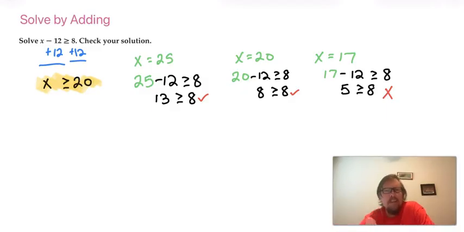Numbers that are bigger than 20 or that are exactly 20 give us true statements when we substitute them, and numbers that are below 20 give us false statements, meaning any number that's 20 or higher works, is a solution, and any number lower than 20 is not a solution.